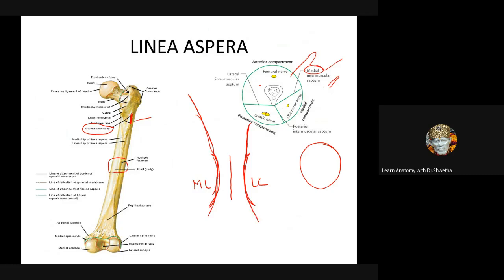To the lateral lip, what is attached? Lateral intermuscular septum is attached. To the intermediate area, posterior intermuscular septa is attached.